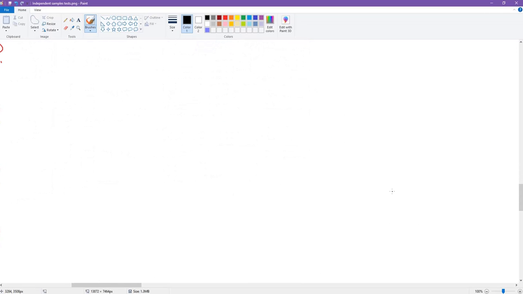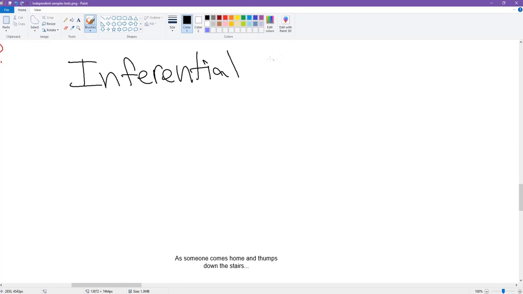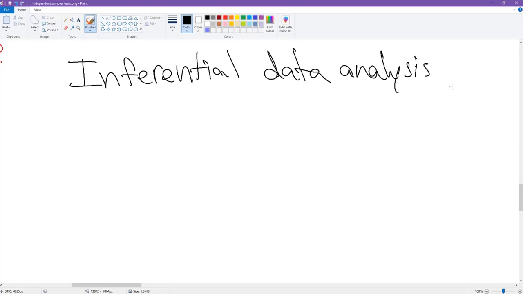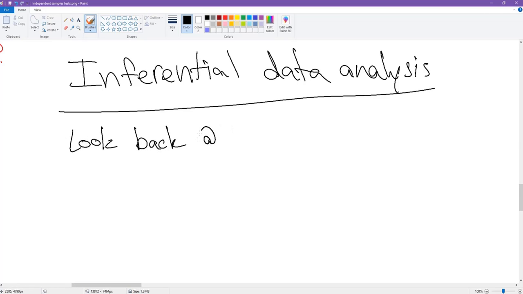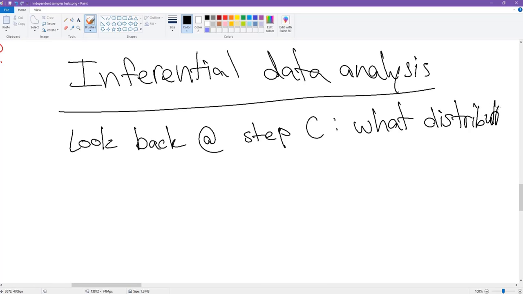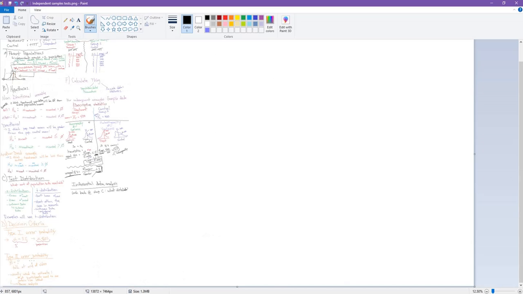So what I'm going to do now is scroll down and focus on the terrifying inferential statistics, or inferential data analysis part. We had to figure out what test statistic we're going to use. I'm pretty sure that was step C. And so we're going to look back at step C to figure out what distribution we were dealing with. So I will literally just zoom out and then zoom into step C.